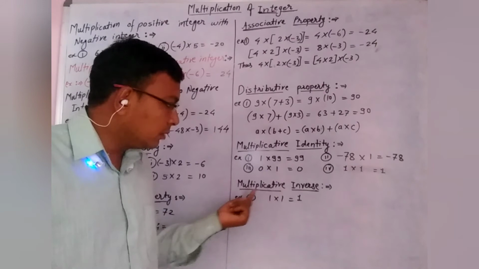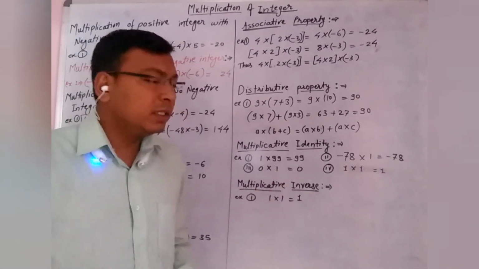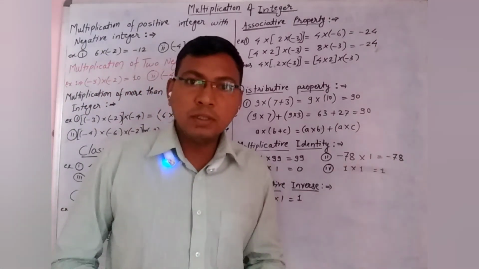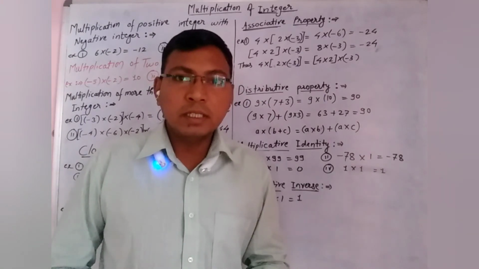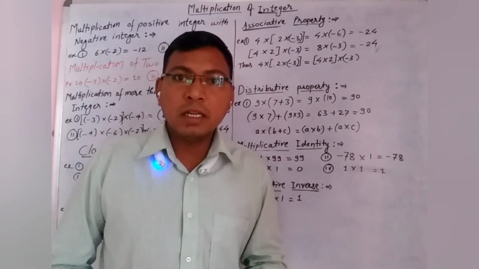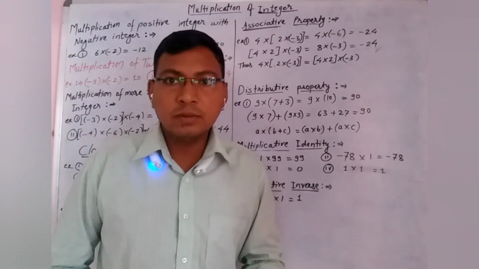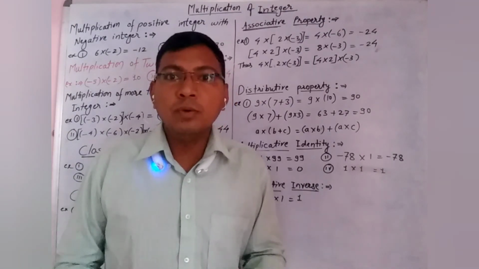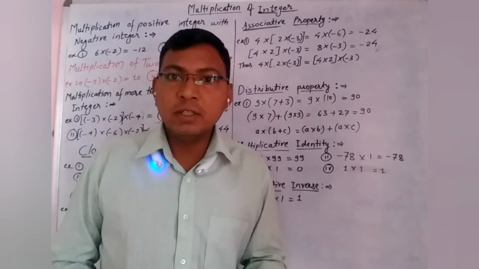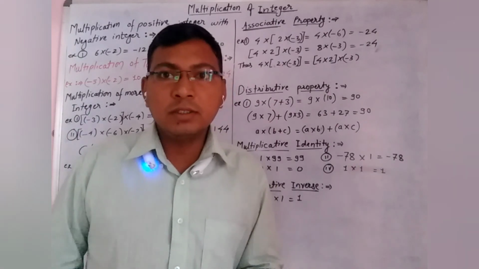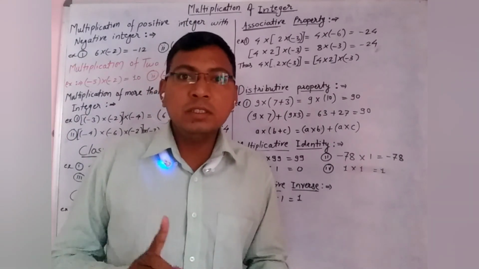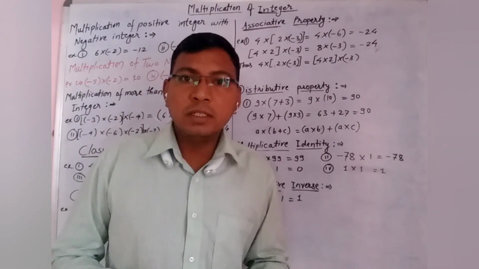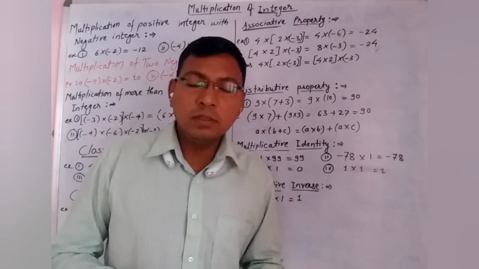Next, the multiplicative inverse. In the multiplicative inverse, if the product is 1, that means the numbers are inverses of each other, and there is no multiplicative inverse for integers in general. So here 1 is the only multiplicative inverse for integers.